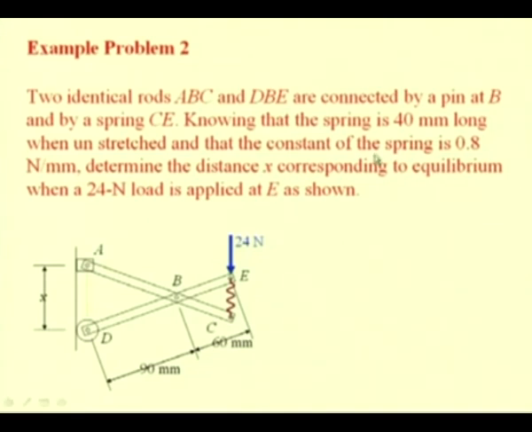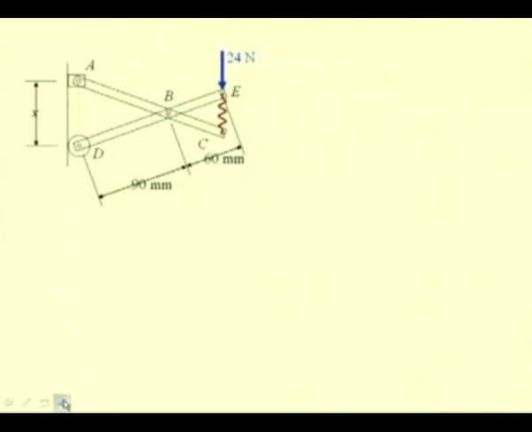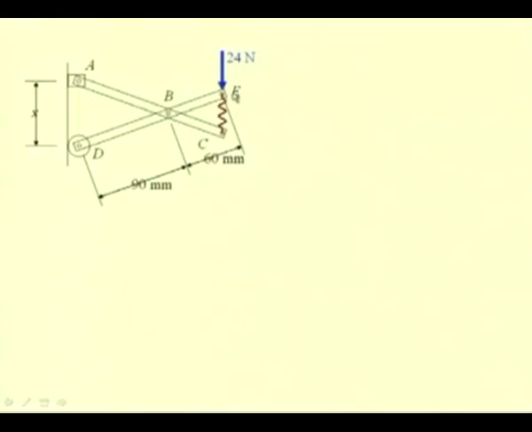So, if we are interested to apply the method of potential energy, first we have to determine the various distances, that is the distance of this point E where this 24 Newton force is being applied with respect to a datum that we have chosen to compute the potential energy associated with this system, and for that position we have to also know the length of the spring, that is the distance between these two points E and C.